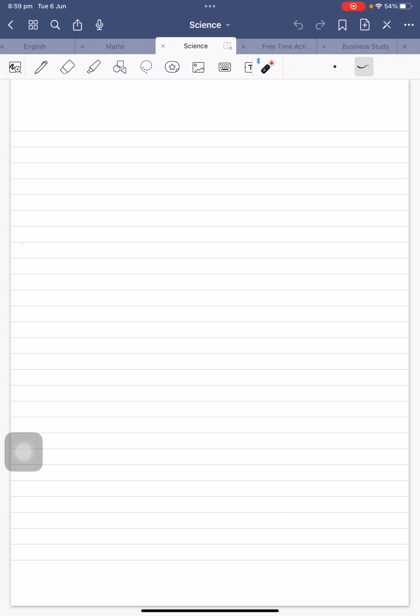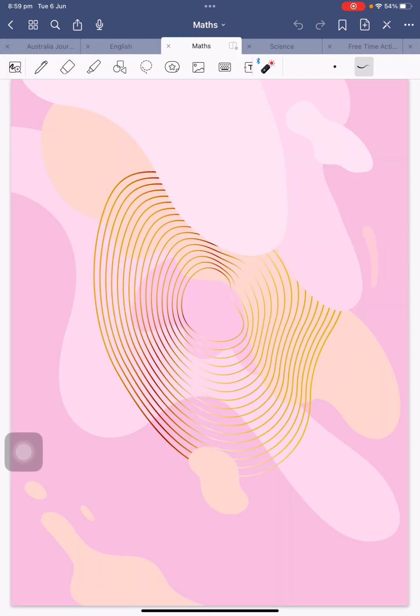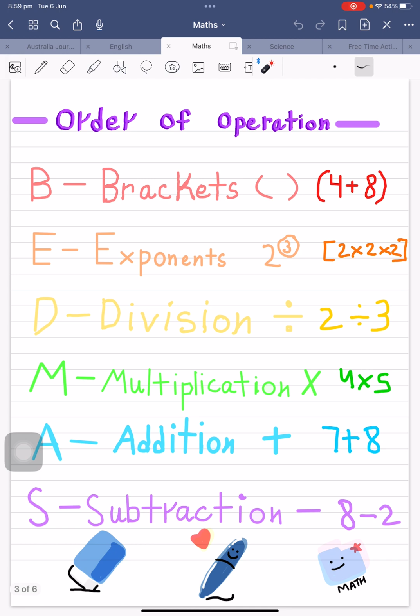So next up is my maths notes. Here are my math notes. So there's order of operation, another revision note. So there's BEDMAS. So B is for bracket, E is for exponent, D is for division, M for multiplication, A for addition, and S for subtraction. And basically, first you have to solve the brackets, and if there's no brackets, then you solve the exponent, and if there's no exponent, then you do the division, and so on.